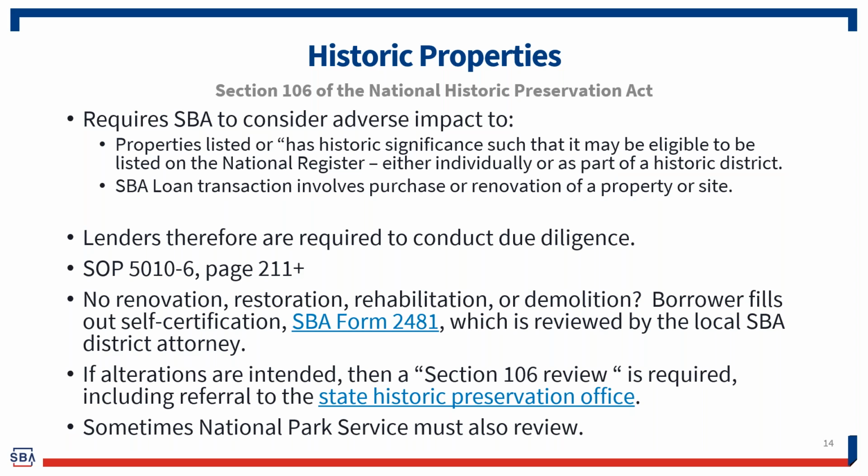But if alterations are intended in the project, then there has to be what's called a Section 106 review by the State Historic Preservation Office in partnership with the local district of the SBA. And sometimes the National Park Service would need to be involved as well, depending on where the property is. That could add 30, 60, 90 days to a project that's happening.